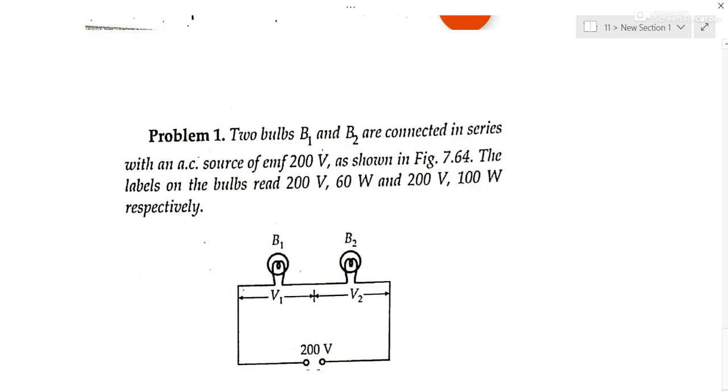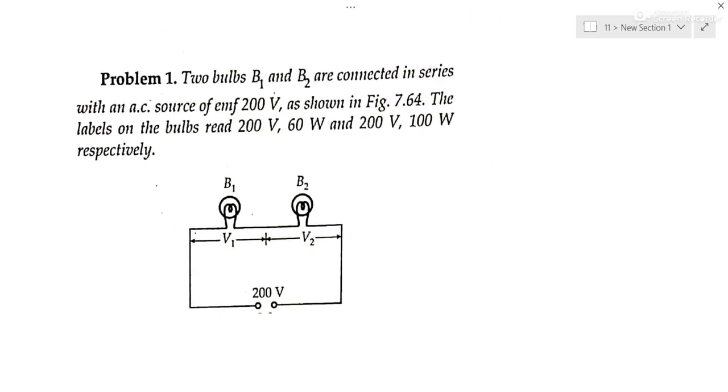In this question, two bulbs B1 and B2 are connected in series with an AC source of EMF. Keep in mind this is VRMS if it is required that way. The label on bulb 1 is this, the label on bulb 2 is this.